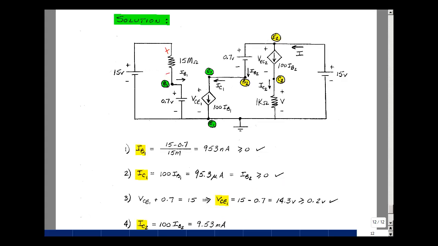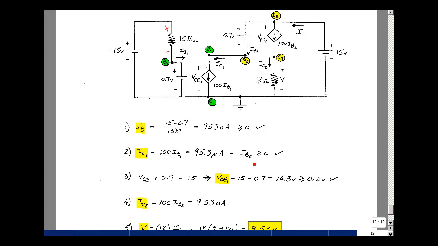Now I need to check that the collector emitter voltage is the right size, so let's do a loop. The rising voltage is V sub CE1, the rising voltage of 0.7. Let's go around the loop this way. I have a voltage back to ground. The rise in voltages have to equal a drop of 15 volts. I can solve for V sub CE1. It'll be 15 minus 0.7, which is 14.3. That is greater than 0.2, so that checks.